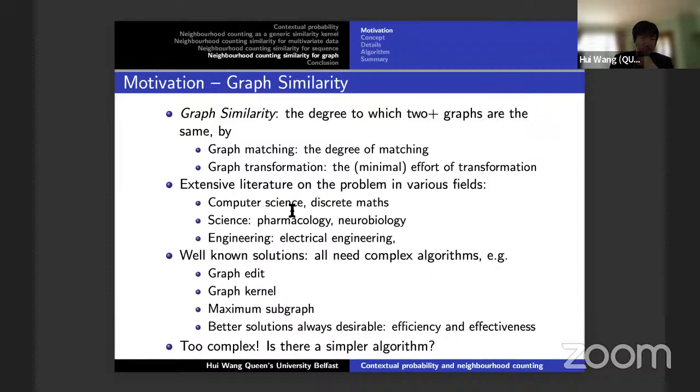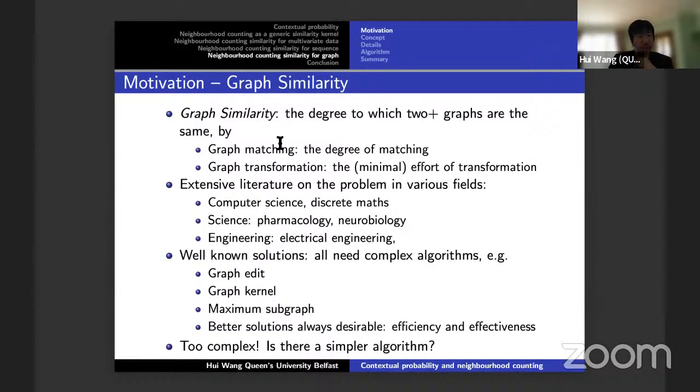And the motivation for this work is simply the graph similarity. We know the graph similarity is quite important for graph analysis. The graph similarity measures the degree to which two or more graphs are the same. This is typically done by graph matching. We want to match two graphs and then see the degree of matching. And we can also do graph transformation. We edit one graph and transform it into another graph, and the number of editing operations would be regarded as a measure of the similarity.